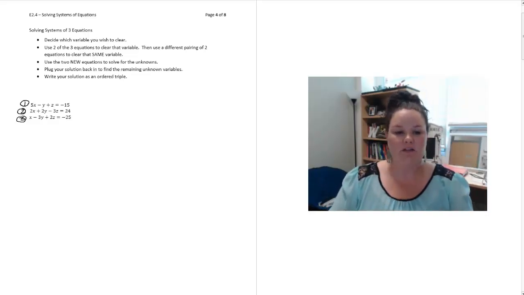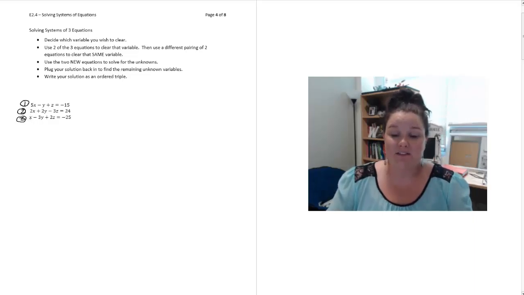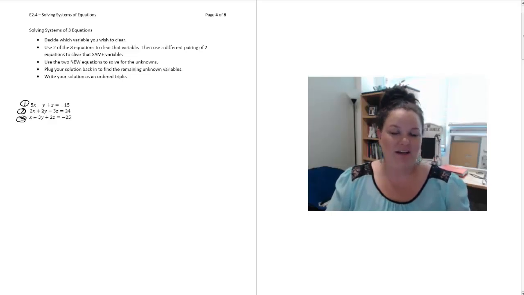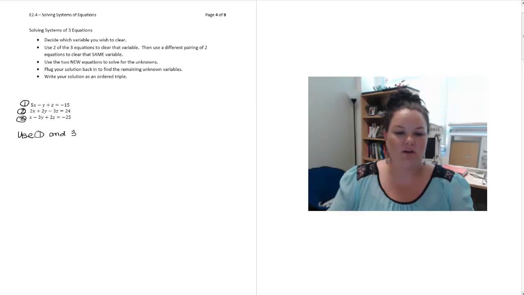They combine to 0. So I'm looking at this one and I'm going to go ahead and just clear x. Okay, you could clear y's or z's, it doesn't matter, but just for the sake of picking one, I'm going to pick x because I see on equation 3, I have just a regular x. There's no coefficient other than a 1, so that one's really easy to change into something that will be the opposite of another equation. So let me show you what I'm talking about. So I am going to use equation 1 and equation 3, okay? And my goal is to clear x. So I'm going to write here, clear x.